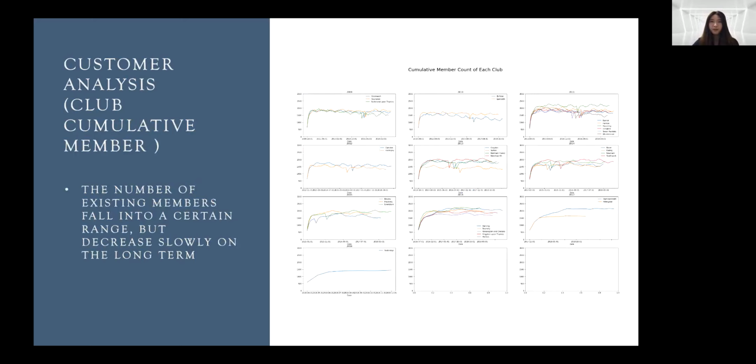From the existing member counts, we find the number of existing members fell into a certain range but decreased slowly in the long term. Even if the 2015 pricing strategy seems disastrous, the numbers rebounded to the original range quickly. However, over the long term, the number of existing members decreases slowly, and the trend is more obvious in the older clubs.